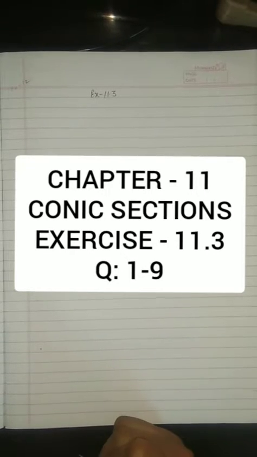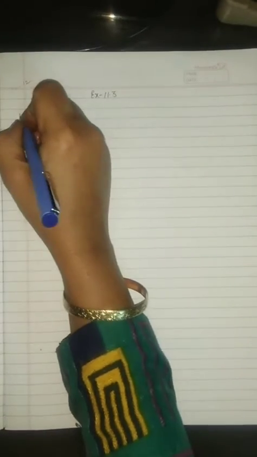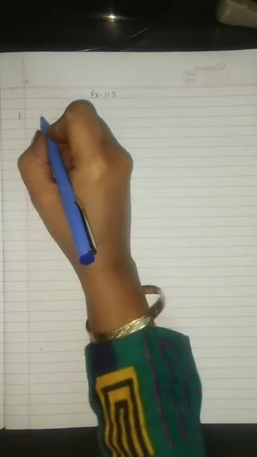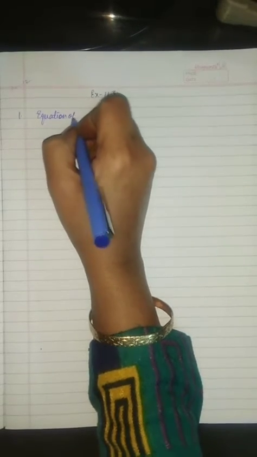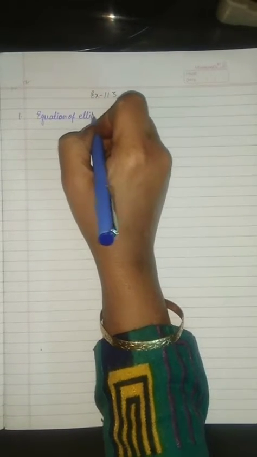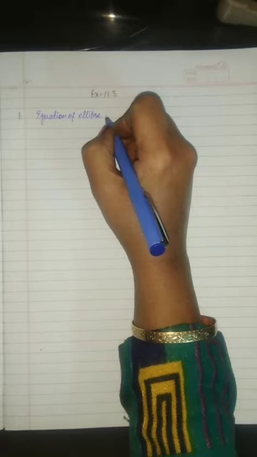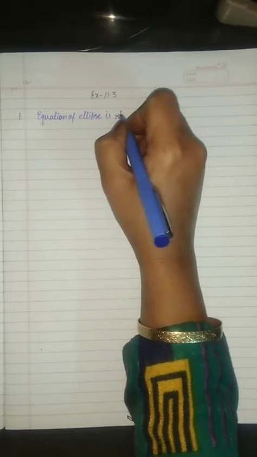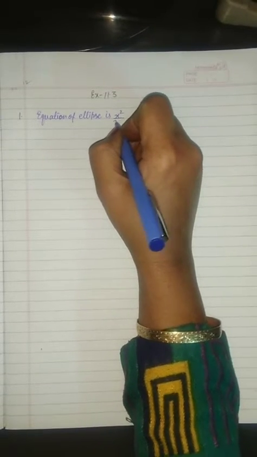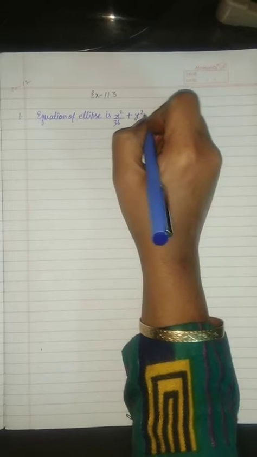Dear students, today we are going to start exercise 11.3. Question number 1 of exercise 11.3: the equation of the ellipse given in the question is x square upon 36 plus y square upon 16 is equal to 1.